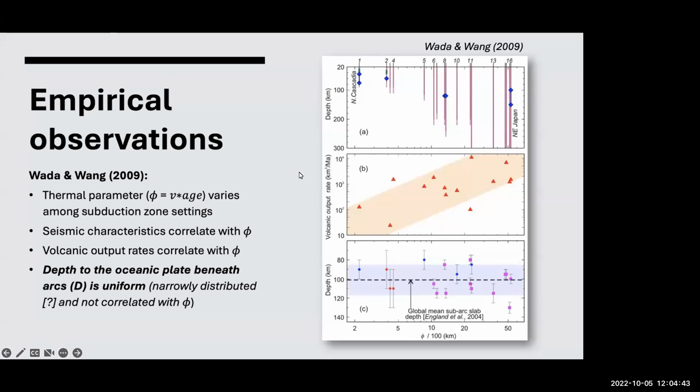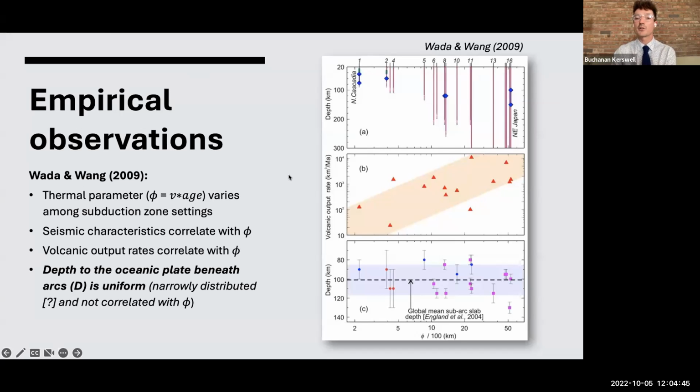They noticed a similar positive correlation with the volcanic output rates for different arc segments, where the volcanism rates increase with increasing thermal parameter. So those two things seem to vary, and they seem to be correlated with this thermal parameter.